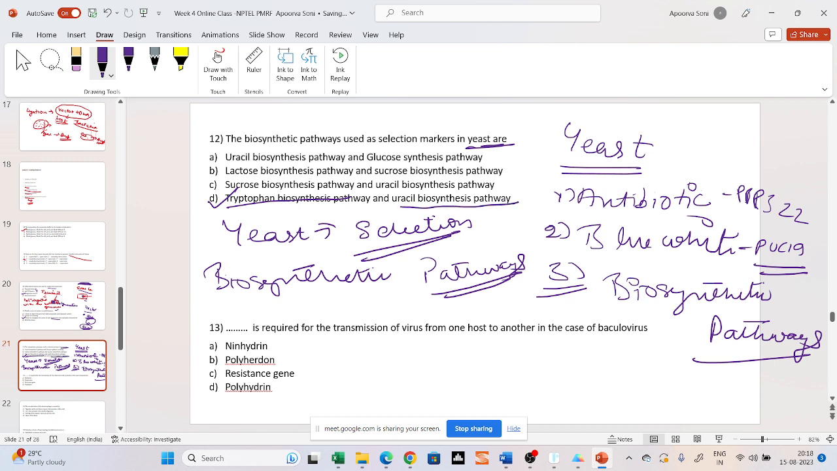biosynthetic pathway. Okay, next question is dash is required for transmission of virus from one host to another in the case of baculovirus. What is the answer? Polyhydrin. Yes. So the correct answer is polyhydrin.